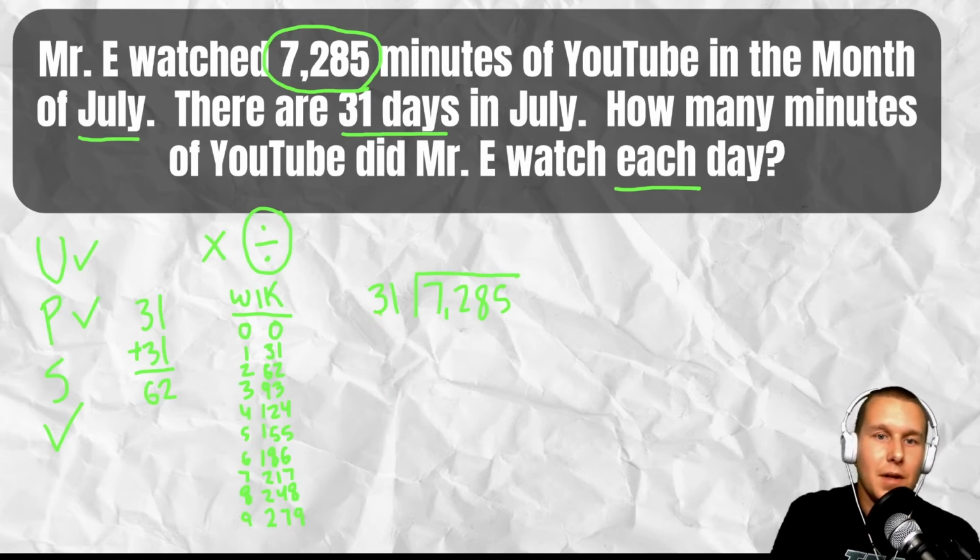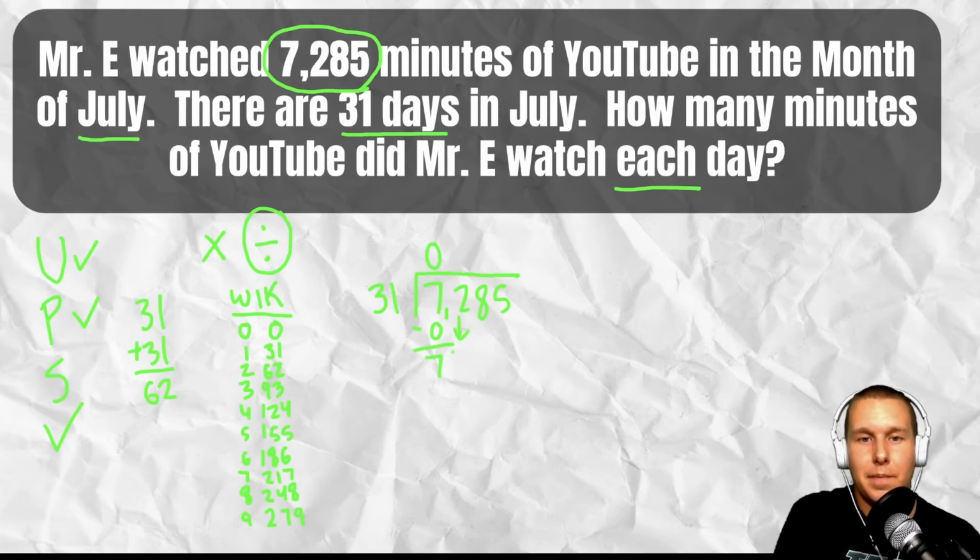So now I ask myself, how many times can 31 fit into 7? Well, it cannot, because 31 is a bigger number than 7. So I'm going to subtract 0, and then I'm going to bring down my next number. Now I ask myself, how many times can 31 fit into 72? And it looks like that can fit in 2 times. So using my what I know column, I know that I'm going to put 62 down here. I'm going to subtract. And then I bring down the next number, which is 108.